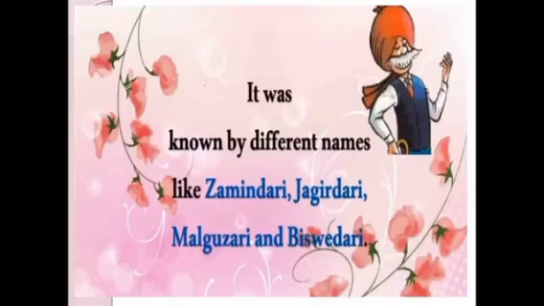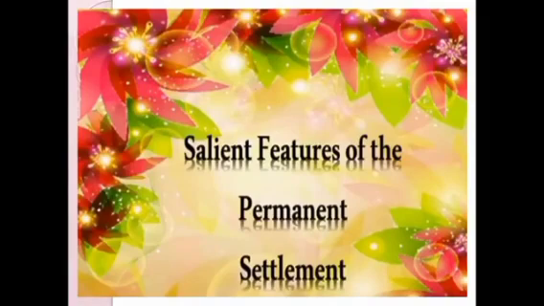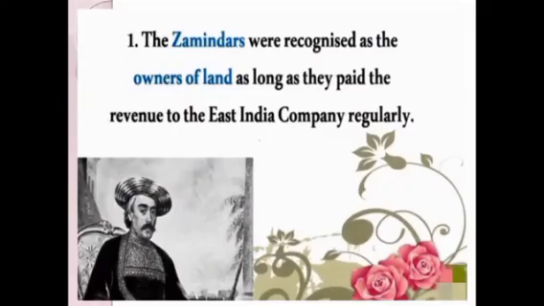Permanent settlement was also known by different names like Zamindari, Jagirdari, Malguzari and Bisvidari. Next, we are going to see salient features of the permanent settlement. So, what are the main features of the permanent settlement? The first feature is that the zamindars were recognized as the owners of land as long as they paid the revenue to the East India Company regularly.